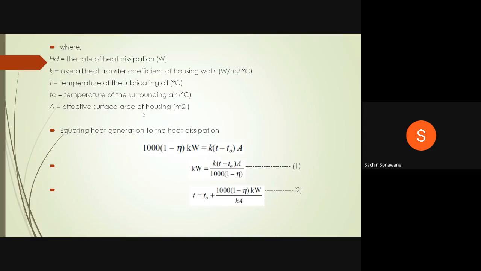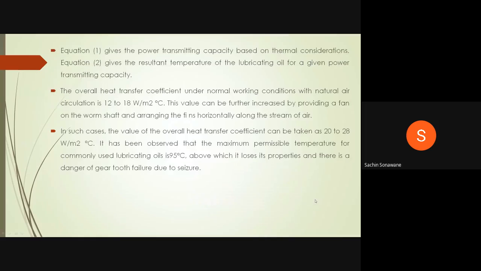Therefore, equating heat generation to the heat dissipation, 1000 into (1 minus eta) into kilowatt is equal to K into (T minus T naught) into A. Therefore, kilowatt is equal to K into (T minus T naught) into A divided by 1000 into (1 minus eta), equation 1. From this equation 1, you can calculate small t. Therefore, small t is equal to T naught plus 1000 into (1 minus eta) into kilowatt divided by K into A, equation 2. Equation 1 gives the power transmitting capacity based on thermal considerations. Equation 2 gives the resultant temperature of the lubricating oil for a given power transmitting capacity.